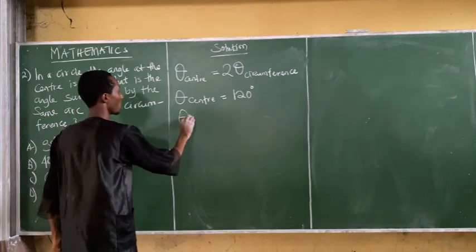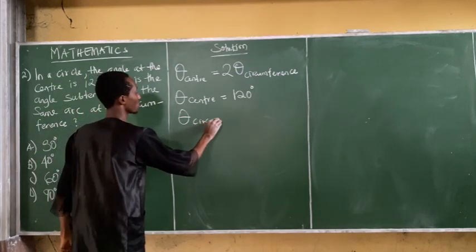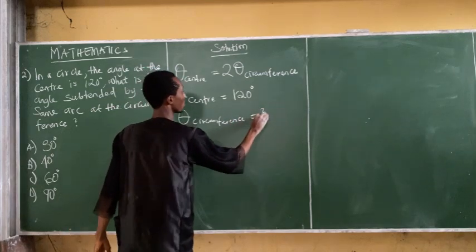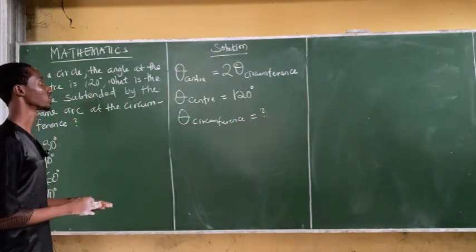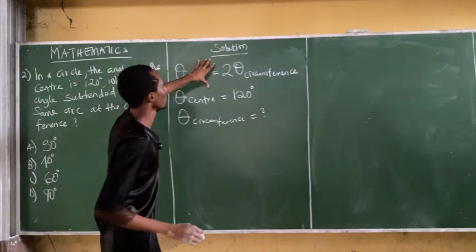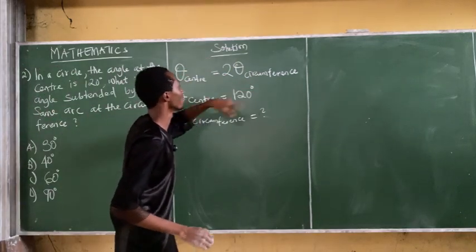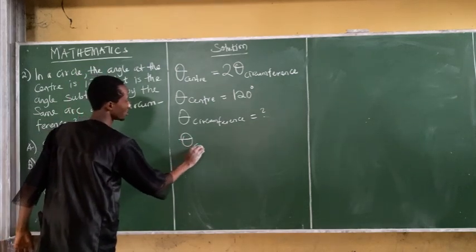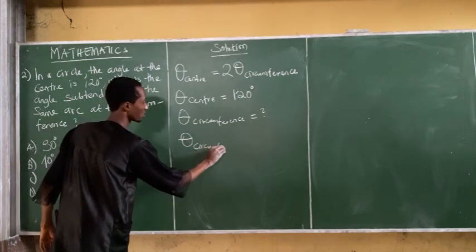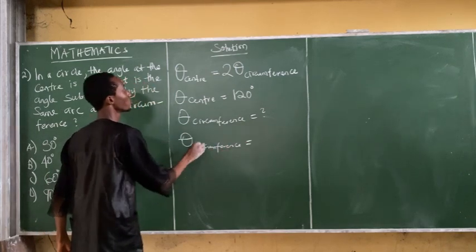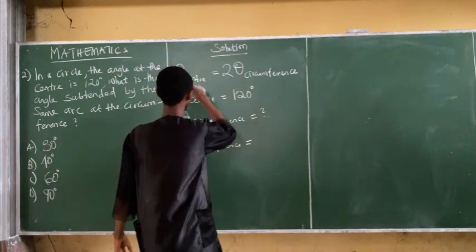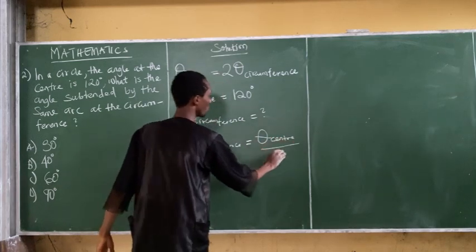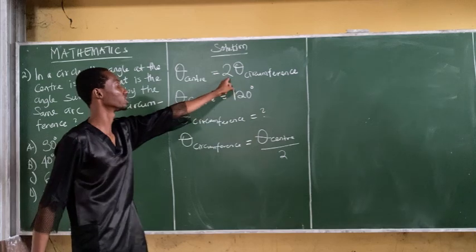So, angle at the circumference is equal to what? It's unknown. So we should find it. Now, from this formula, if we make angle at the circumference the subject of formula, we're going to have angle at the circumference is equal to angle at the center divided by what? 2, right? We're going to divide by this, 2.